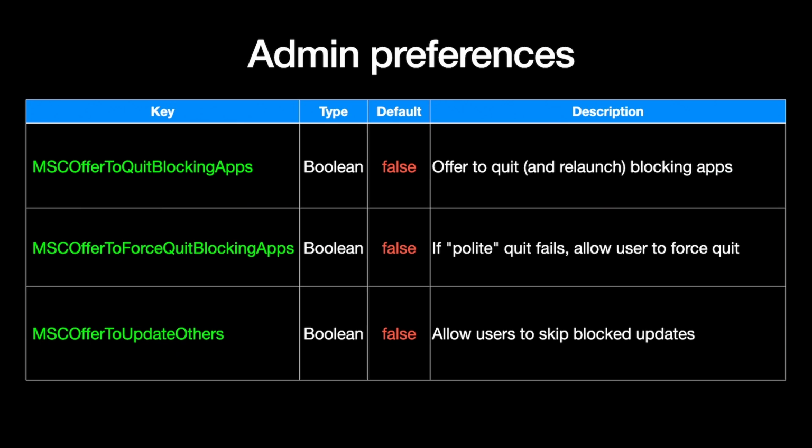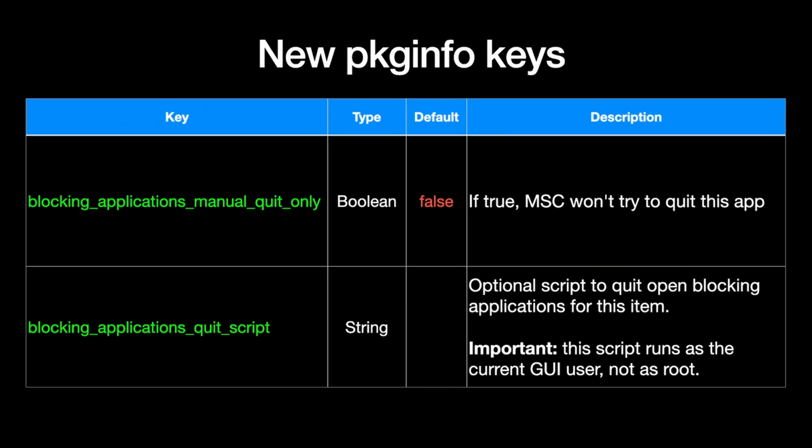You kind of want that carrot and stick, which is, yeah, you may want that new version of Zoom, but you also have to take the Chrome update and the Firefox update. And so you have to decide what works for your organization. And there are some new optional package info keys you can add to a package info to fine-tune this behavior too.